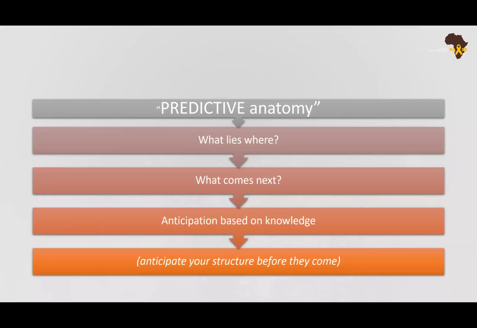We also have something called predictive anatomy. So not only should we be accurate, but we should know what lies where, what comes next before it appears. So it's in anticipation based on the knowledge. To anticipate your structures before they appear is what is predictive anatomy. And when there's a distorted pelvis, predictive anatomy is what's going to get you to the end of that journey safely.